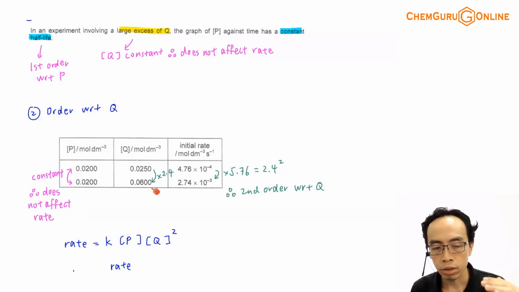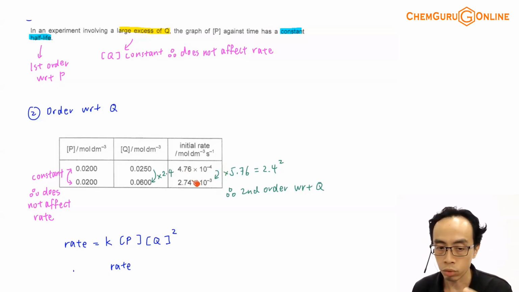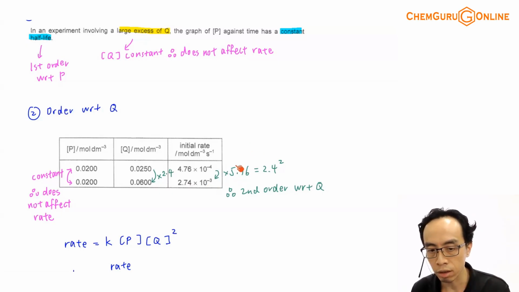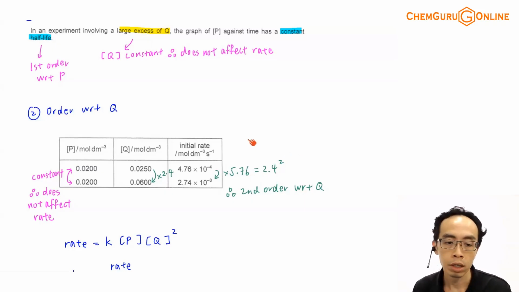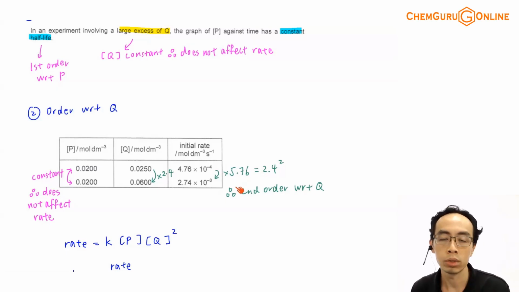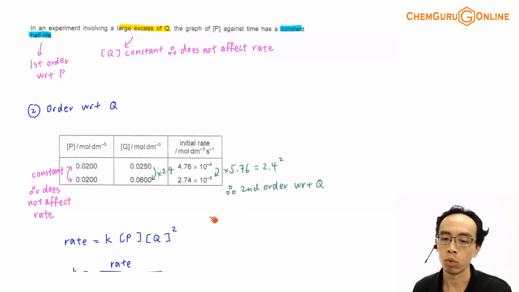Then my Q concentration goes from 0.025, and I increase it to 0.0600. The concentration increases by 2.4 times. And then there is a change in the initial rate from 4.76 times 10 to the power minus 4 to 2.74 times 10 to the power minus 3. It increases by a factor of 5.76 times, which is 2.4 squared. So this means that when you change the concentration of Q by 2.4 times, the rate of the reaction increases by 2.4 squared times. This suggests that it is second order with respect to Q.